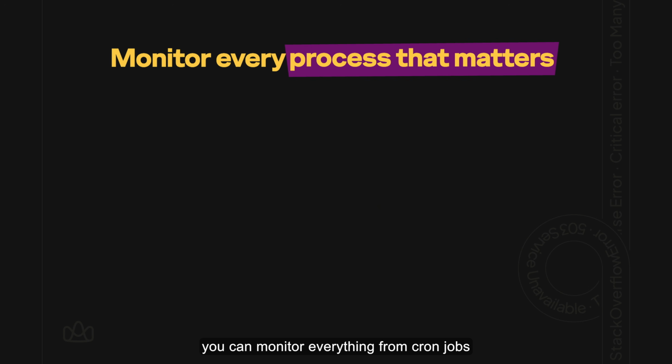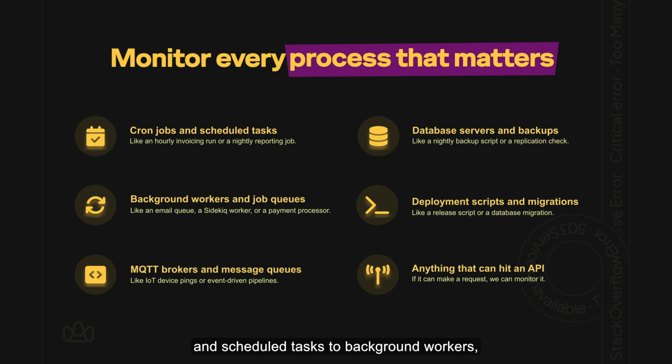With process monitoring, you can monitor everything from cron jobs and scheduled tasks to background workers, job queues, MQTT brokers, database servers, backups, the list goes on. Essentially, if it can make an API call, we can monitor it. AppSignal has all the tools you need to make sure all of your critical infrastructure is up and running.